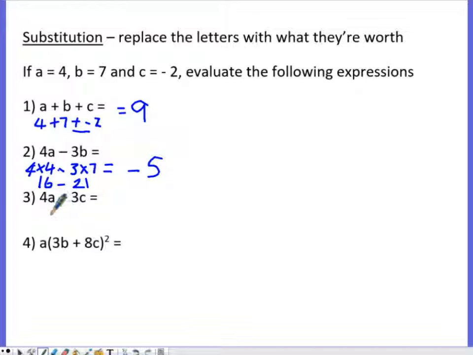In the third example, 4a is 4 times 4, which is 16. Minus 3 times c. Now be careful. 3 times c means 3 times minus 2. Three times minus 2 is minus 6. So the question becomes 16 minus minus 6. Don't forget the minus and minus becomes a plus, and we get positive 22.